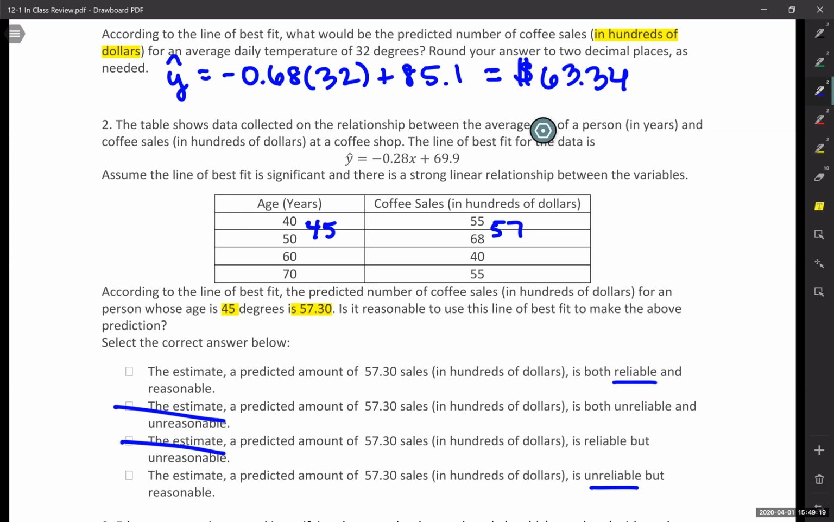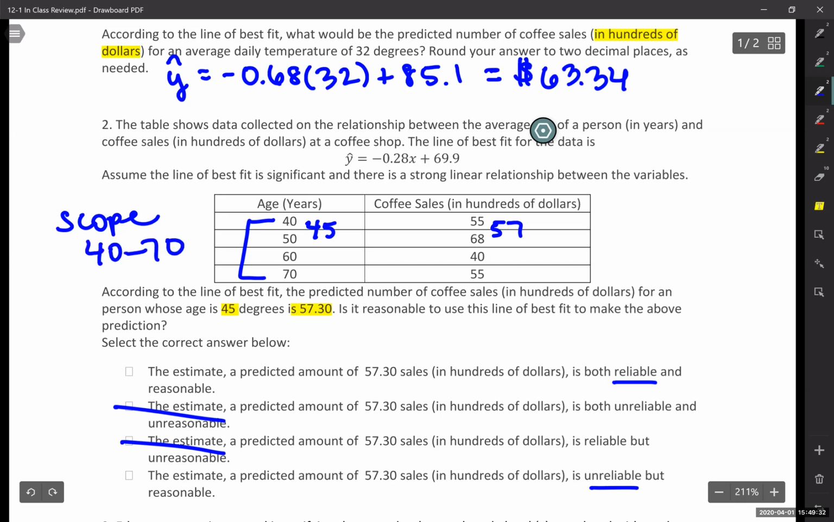Is it reliable? Is 45 years in between our scope? So our scope goes from 40 to 70 years old. And 45 is right there, inside that scope of data. So it is reasonable and reliable. Reliable, remember, that is within the scope. So it is within the scope of data.